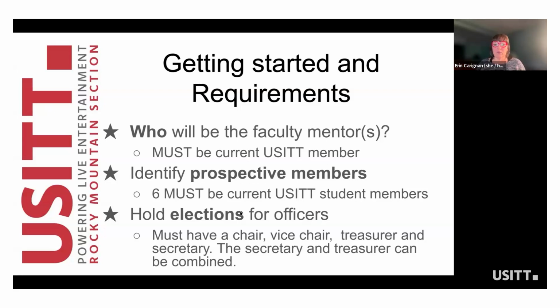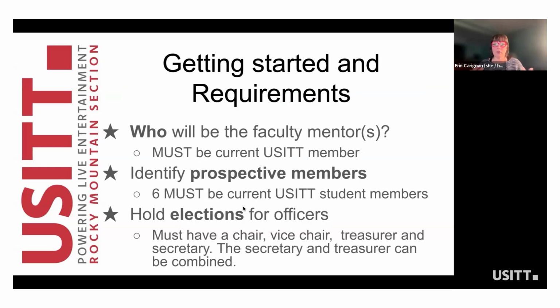So then you want to identify prospective members. To be a student chapter, you have to have 6 current USITT student members. And believe me, they will check if the students are members. So you have to have at least 6. And then you can have a ton of other members, and they don't have to be USITT members to join. Of course, they have to be members to go to USITT. But 6 have to be members.